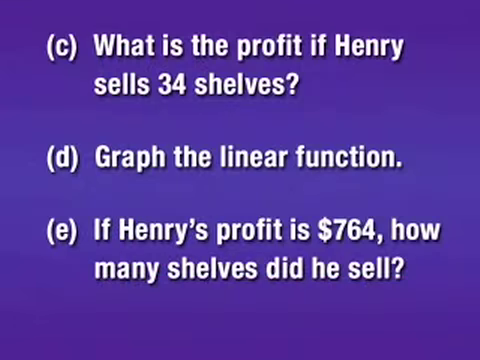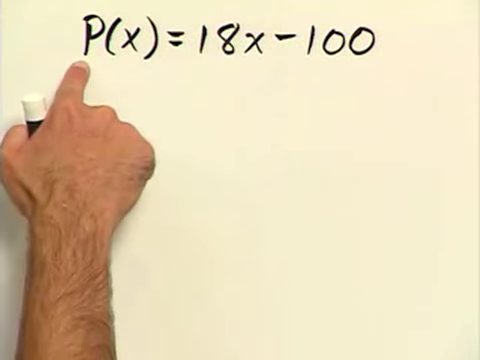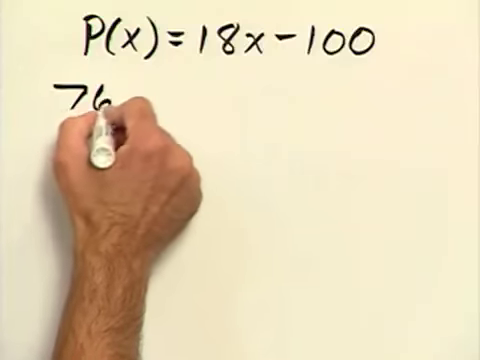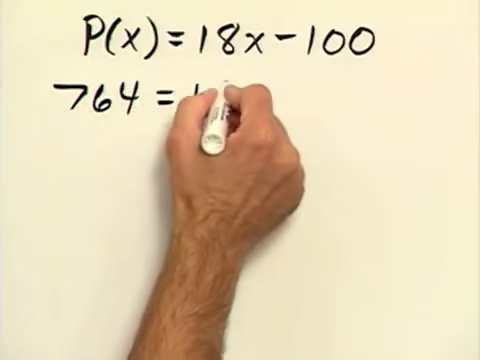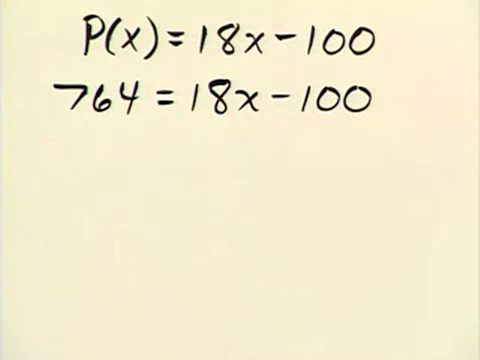For part E, we are asked, if Henry's profit is $764, how many shelves did he sell? So if Henry has a profit of $764, we will replace P of x with 764 and solve the equation 764 equals 18x minus 100. We'll solve for x because x is the number of shelves sold.